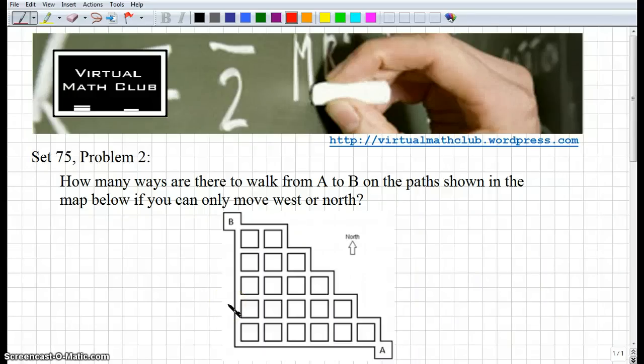How many ways are there to walk from A to B on the paths shown in the map below if you can only move west and north? Okay, we got north marked here. West obviously would be this way.